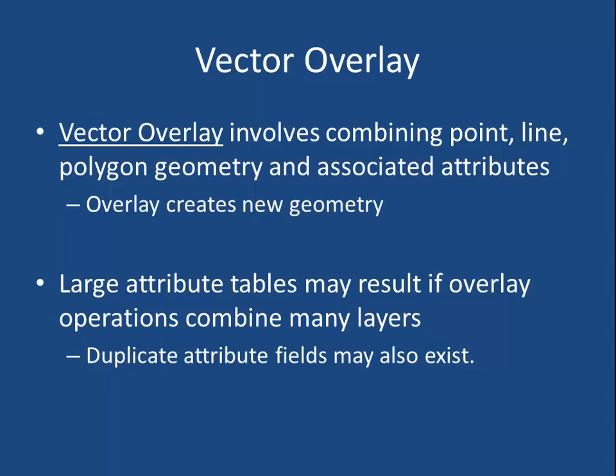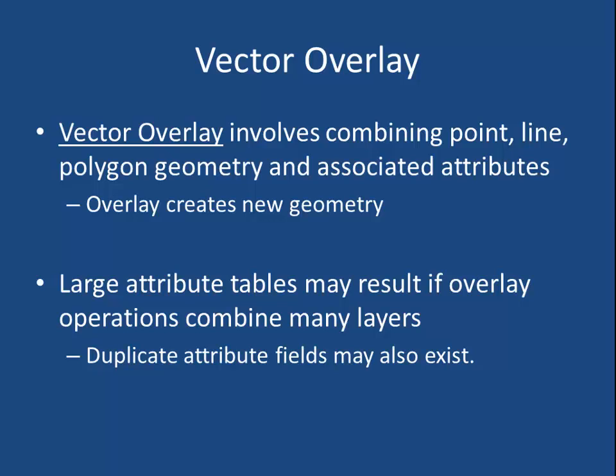The first type of overlay operation we should discuss in this section are vector overlays. A vector overlay involves combining point, line, or polygon geometry and their associated attributes. All overlay operations create new geometry and a new output geospatial data set. You should be cautioned that with certain overlay operations, very large attribute tables may result if the overlay operations combine many layers and each layer has a very large attribute table.